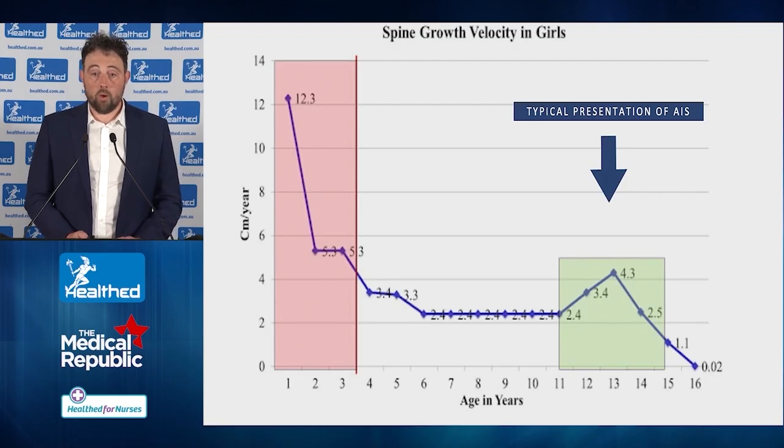Spinal growth velocity in girls is important to understand, and the typical presentation of adolescent idiopathic scoliosis is between 11 and 15 years of age when spinal growth velocity is at one of its peaks. Actually, spinal growth velocity is highest in very young children, but we don't see scoliosis very commonly in that 0 to 3 age group. We do see it more commonly in these teenage years when kids are growing very rapidly.